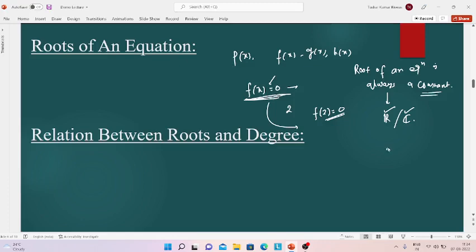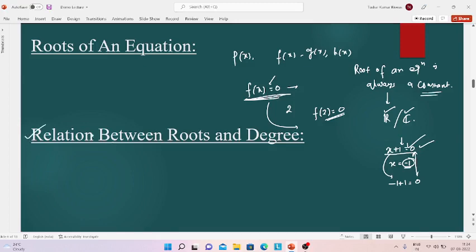Let me discuss another example, suppose x + 1 = 0. This is the equation. If we put x = -1, the left hand side will be -1 + 1, which is 0, and the right hand side is the same. So x = -1 satisfies this equation. And -1 is a real number, it could also be complex. So -1 is a root of this equation.